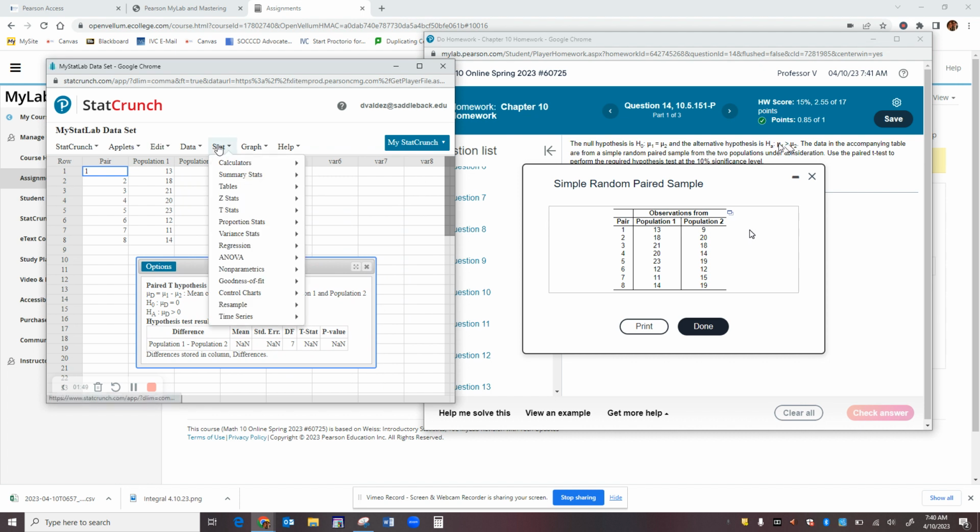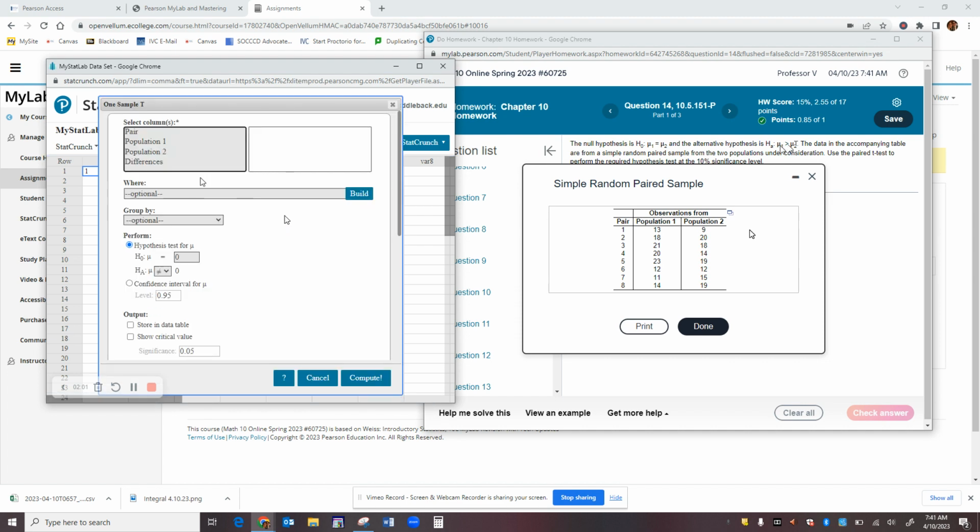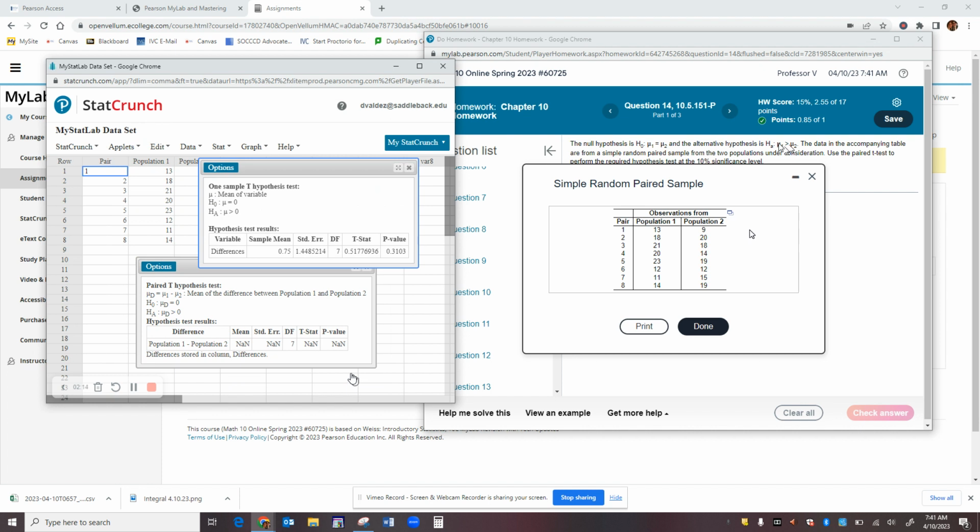That's where it's at. So you're going to go stats, back to t-stats. Now we're doing a one sample. We're doing a one sample on the differences that we just have. So with data, we don't have a summary. You're going to click the differences column. And then here, yes, make sure you select the correct alternative hypothesis. It's that mu is greater than 0. Compute this bad boy.